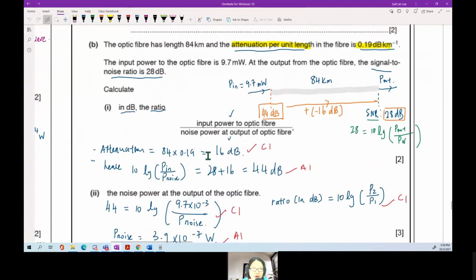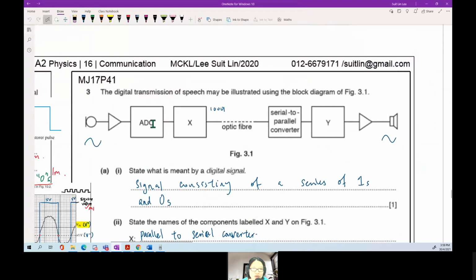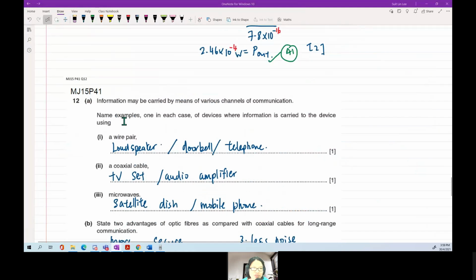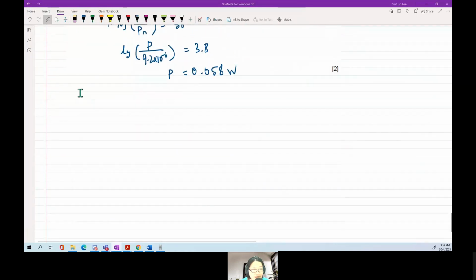Okay, so if you need a bit more explanation, you can go and watch the recording of May-June 17 paper 41. This is May-June 15 paper 41. Okay, so other questions that you can try, I know we recorded quite a lot, but just try some. You don't have to try all.